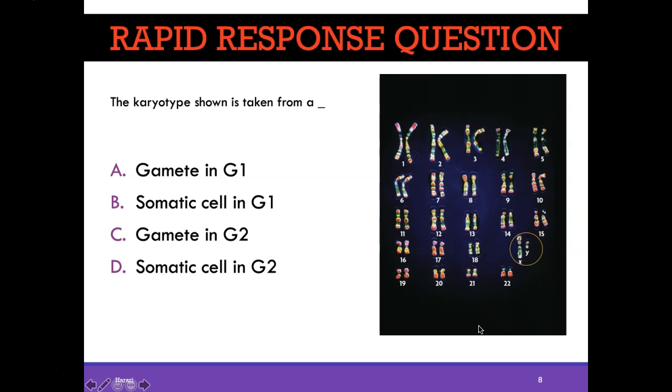This has the normal set of chromosomes, right? We would have 46 chromosomes, or 23 pairs. If this were in G2, we would have double the amount of information, double the amount of chromosomes, because then that would have to split into 2 cells. So the answer is B.